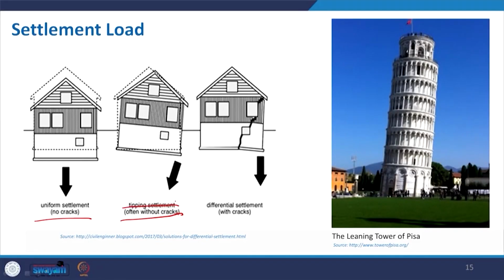So, no damage, but when it is a tipping settlement, then the building will tilt. But at the same time, if your building is having differential settlement, where there is no uniform settlement, it will crack. A tipping settlement example is here, the Leaning Tower of Pisa. Come to seismic load or earthquake load.